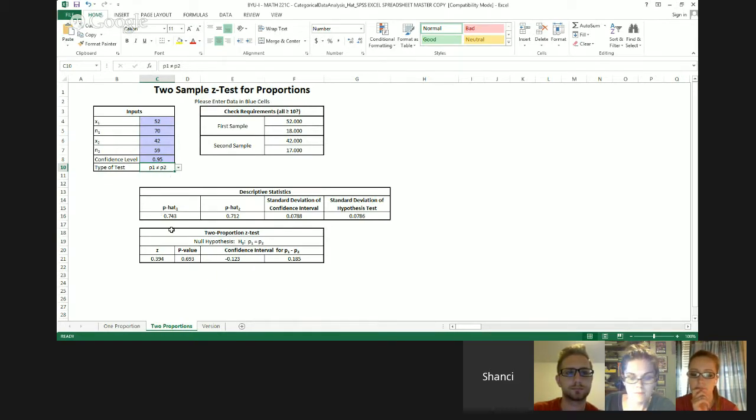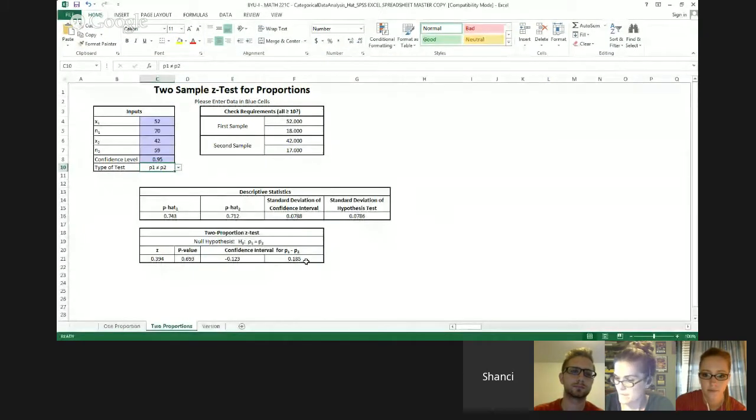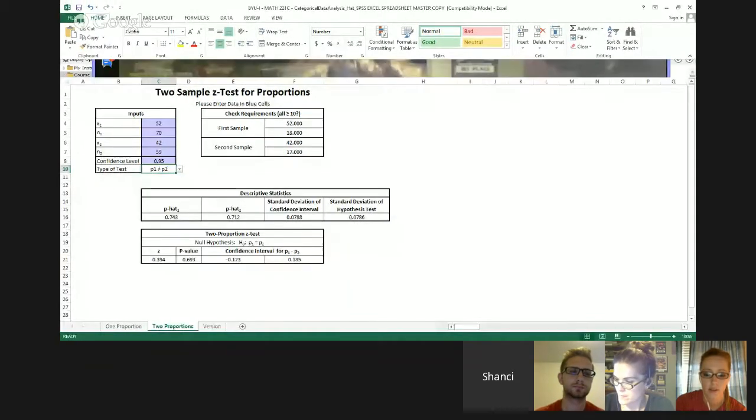So now we've got 0.743. And then P hat 2 is 0.712. And I love these little applet things.